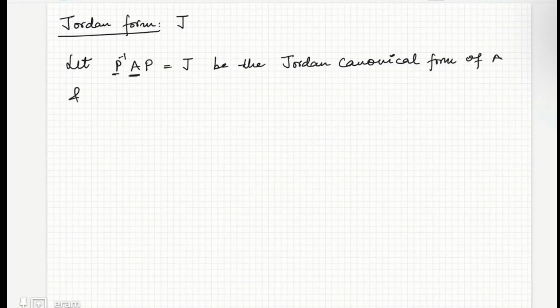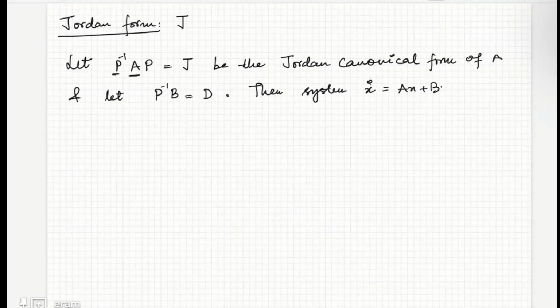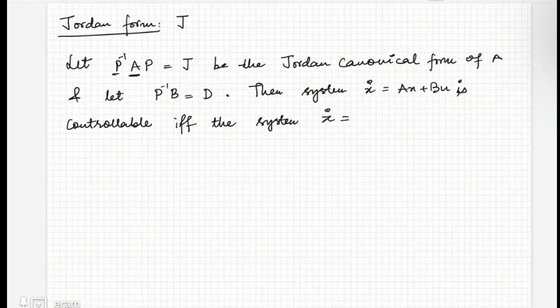And if we have the transformation P, then the control matrix is also transformed, written as P inverse B, and let's say the transformed matrix is D. Then the original system x dot equals Ax plus Bu is controllable if and only if the Jordan system, z dot equals Jz plus Du, is controllable.